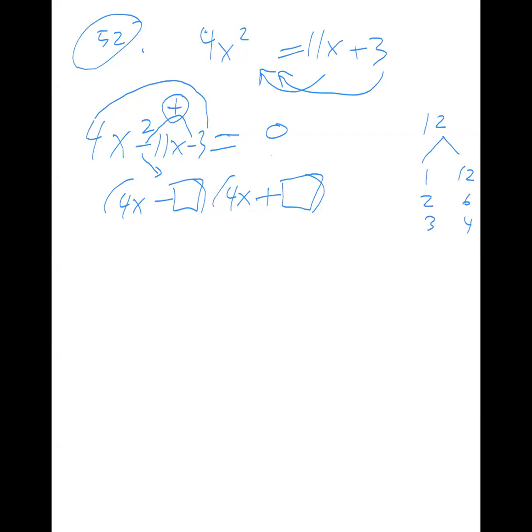Hold on, let me get my calculator out. Yes, 12 and 1, because I put 12 there and 1 there, then the 12 will become negative and the 1 will stay positive. And then you'll have negative 12 plus 1, which adds up to what?